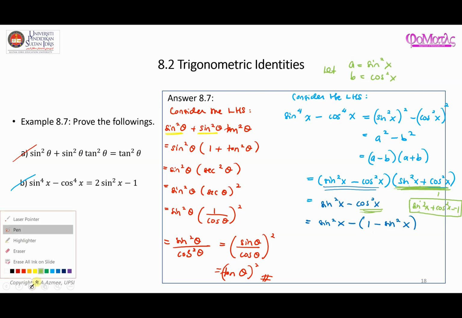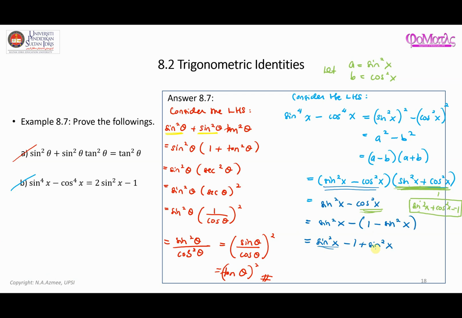And next we can simplify that further. This will become sine squared x minus 1 plus sine squared x. The common terms here can be added, so we will have 2 sine squared x minus 1. And this is the answer, which matches what you have seen on the right hand side of the equation.